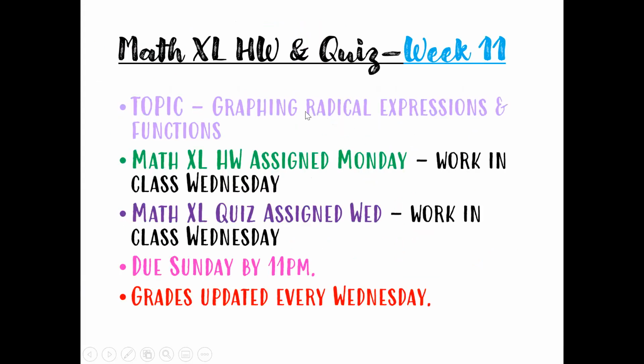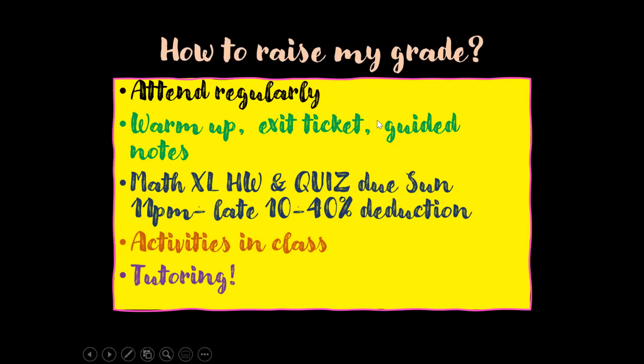This is week 11. Our topic is graphing radical expressions, and you know the rules of how you can go about raising your grades. One, you have to attend regularly. Two, if you're sleeping in my class or looking at your cell phones, it's 55%. That's the highest you will get. You literally have to turn things in, do the activities, and finish your Padlet with your name on it so I can check you off. I recommend your warm-up, exit ticket, guided notes, Padlet, etc.